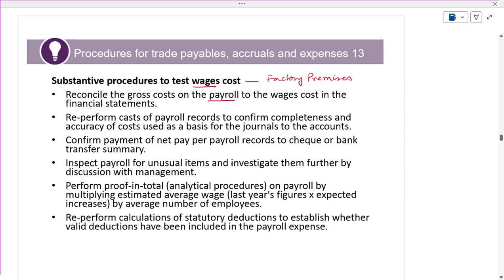What happens in the factory premises? They will have a salary, on a weekly basis. And they will sometimes have overtime. This is the one which they will ask in most of the examinations, when you are talking about the overtime.